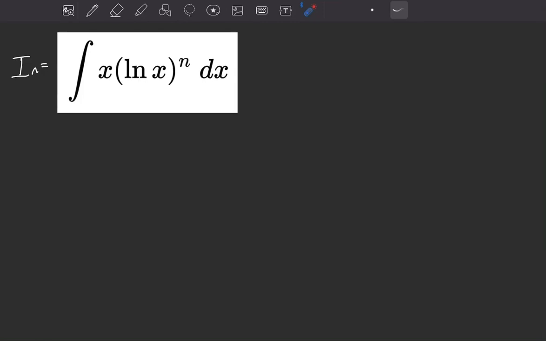Right, hello. Today we've got an absolutely beautiful integral. We've got the integral of x multiplied by the natural log of x raised to the power of n, where n is any natural number. So to do that, we're going to do it by parts.